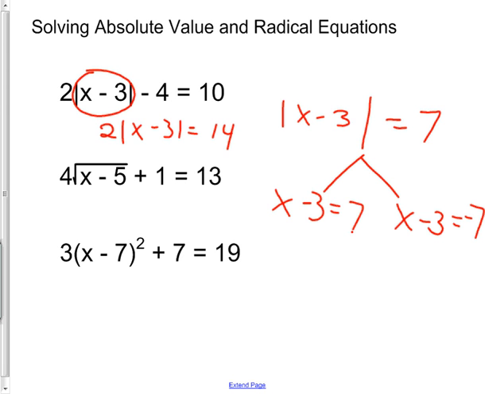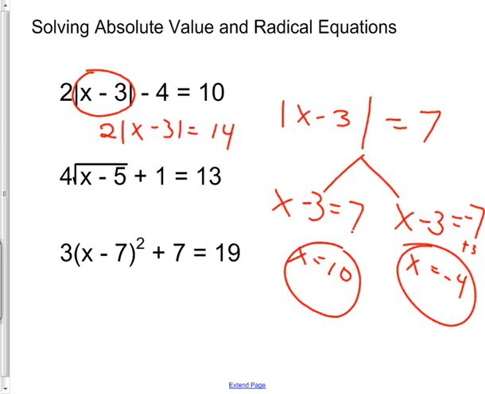And you'll have two things: x equals 10 and x equals -4. Two answers.